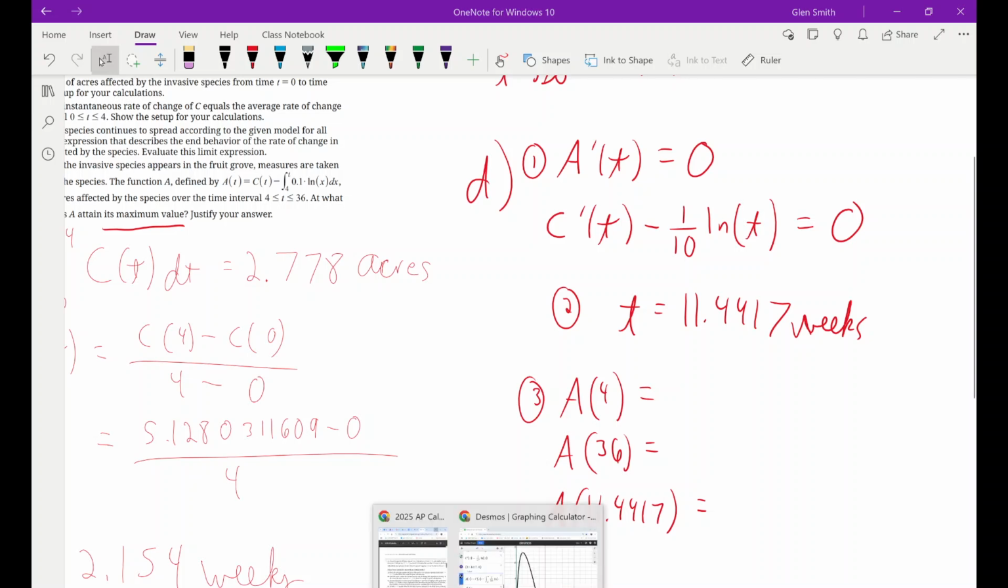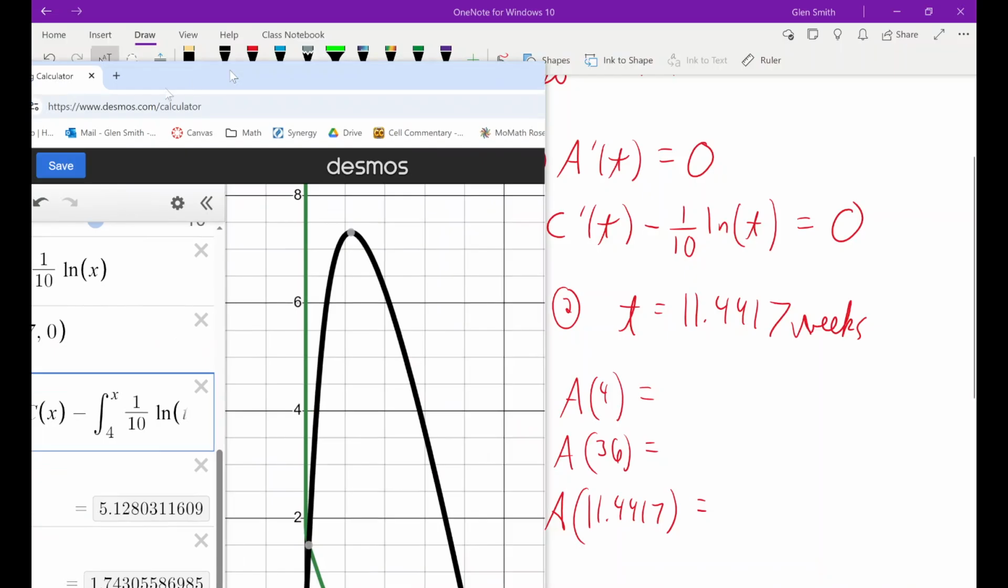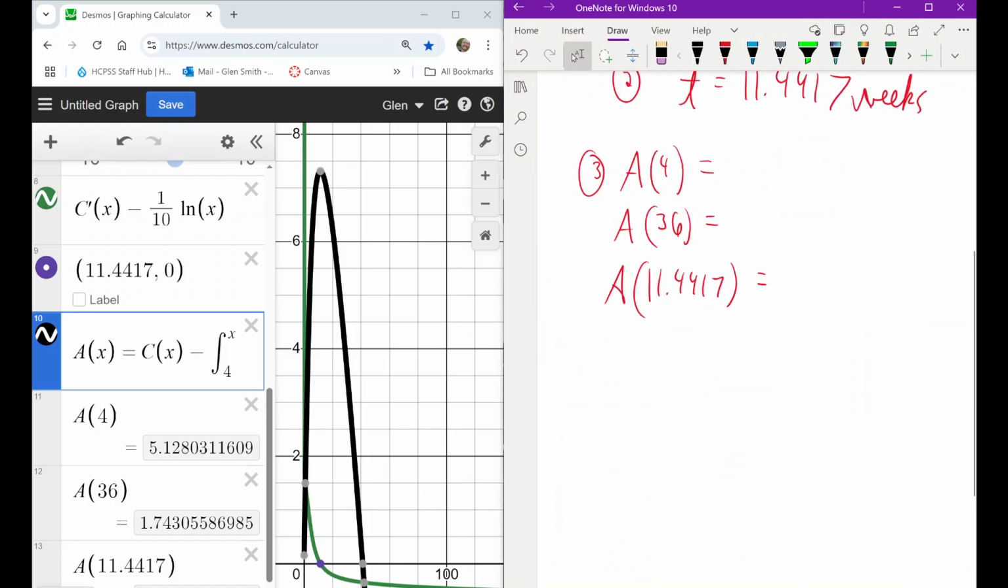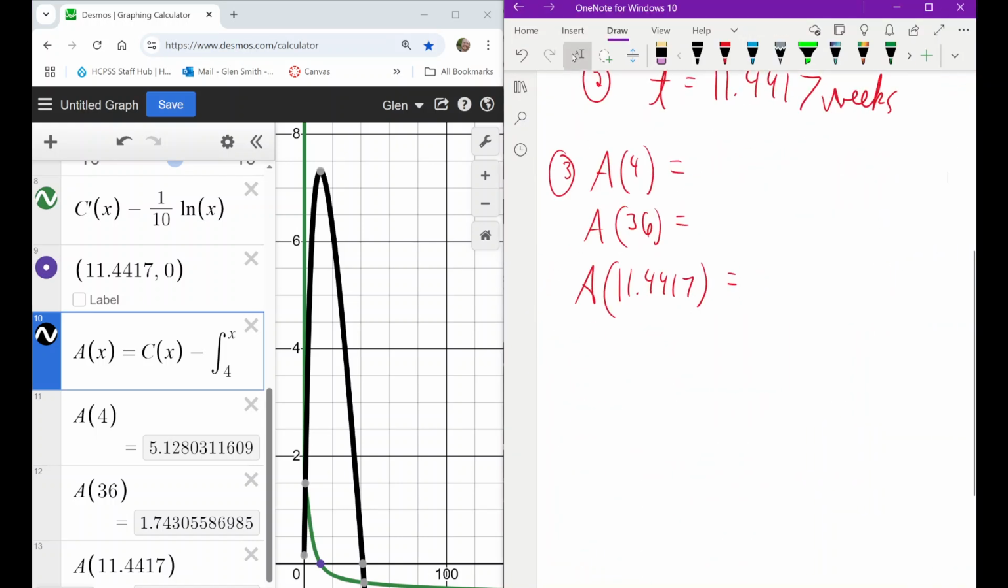So we're going to list out these numbers, which I'm never going to remember all of them. So I'm going to split screen it for us here. You're going to write these out. You're going to say A of 4 is 5.128. A of 36 is 1.743. And A of 11.4417 is 7.317. And that's going to be acres is what this is measured in.